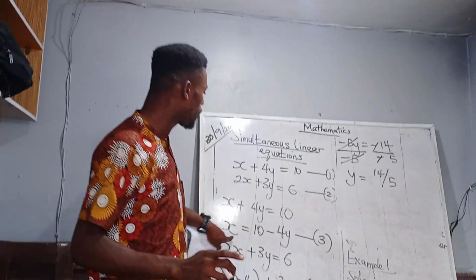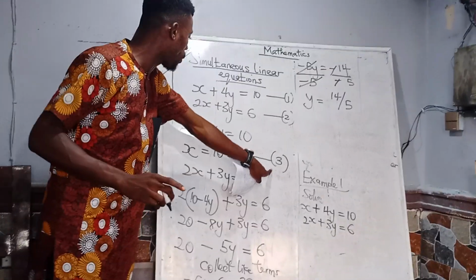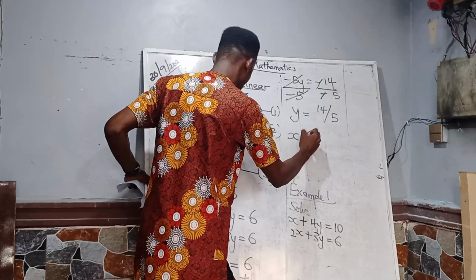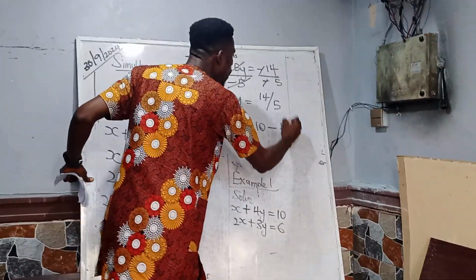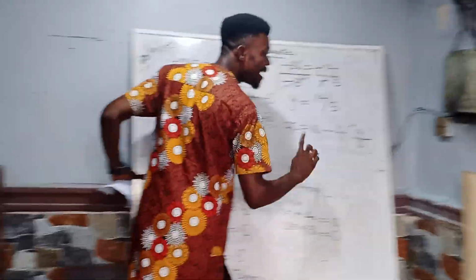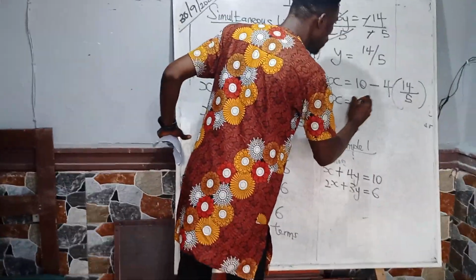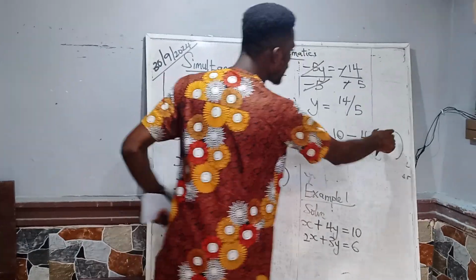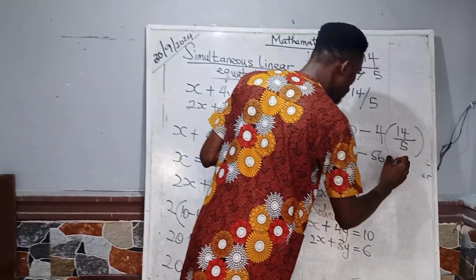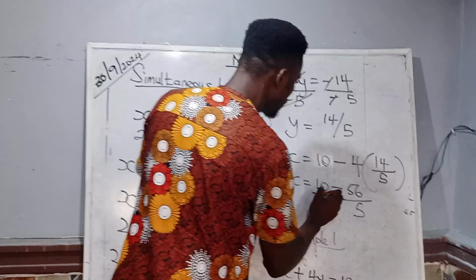Now, how do we get the value of x? Substitute this value into equation 3 such that x equal to 10 minus 4y. Instead of y, now I have 14 over 5. That's my value for y. So x equals 10 minus 4 times 14 gives 56 over 5.